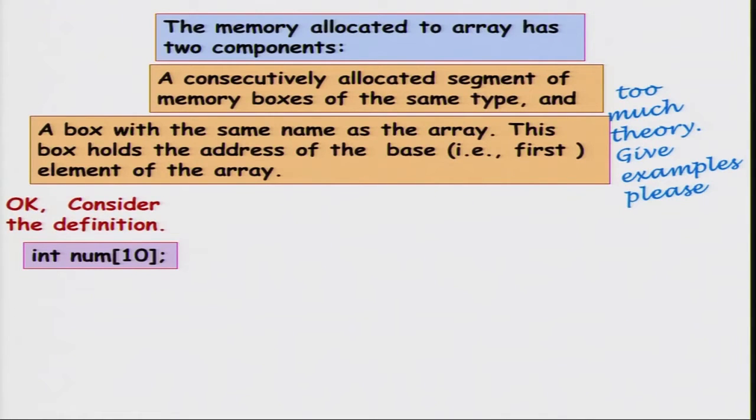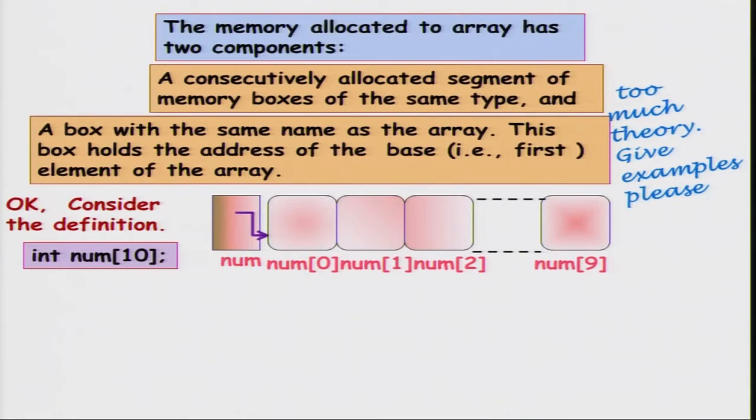So, let us consider a particular array of size 10 declared as int num[10]. Conceptually, there are 10 boxes from num[0] through num[9]. These are all containing integers, plus there is an additional 11th box, num. It has the same name as the array, and it contains the address of the first location of the array. So, it contains the address of num[0].